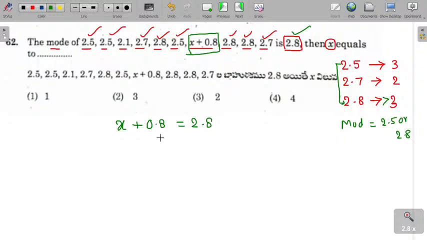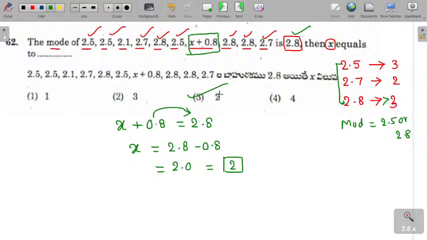So now we need to solve it. How to solve? Can we transpose 0.8 to the right hand side? Yes, why not? We can transpose it. By transposing 0.8 to the RHS, what does it become? Yes, it becomes negative. Exactly correct. So 2.8 minus 0.8, having subtracted 0.8 from 2.8, what do you get? 2.0, which is equal to 2. Yes, x must be equal to 2. The third option is the right option. I hope it's very clear to you.